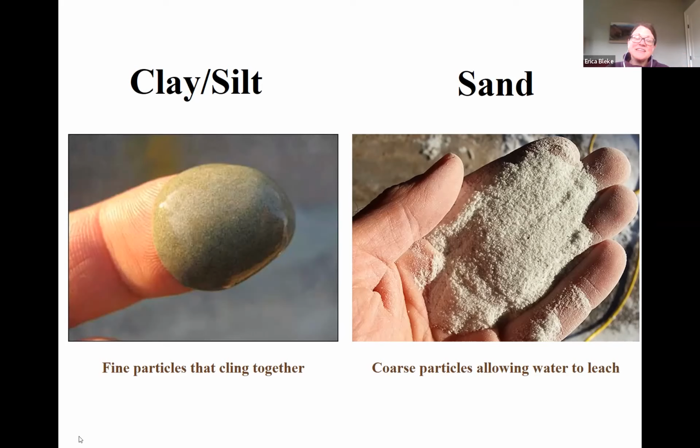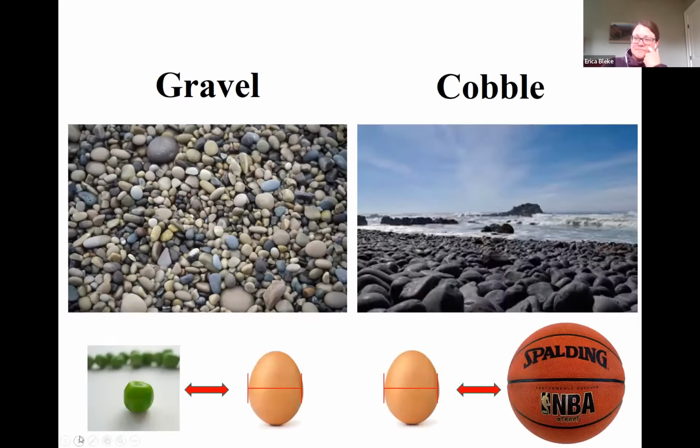But the clay and silt are fine particles that cling together and don't really allow water to percolate through, whereas sand is really coarse and it does allow water to leach through. So it's kind of a texture thing.